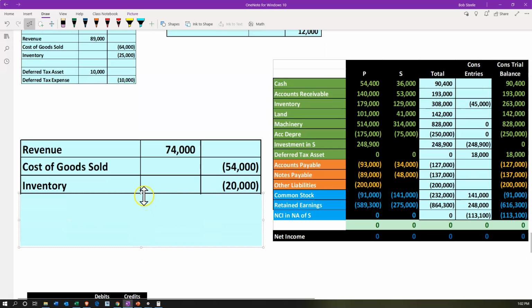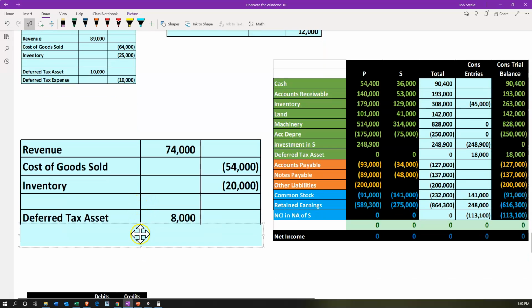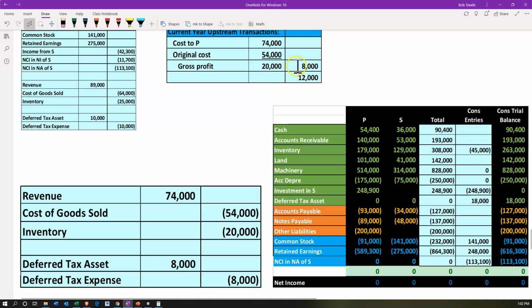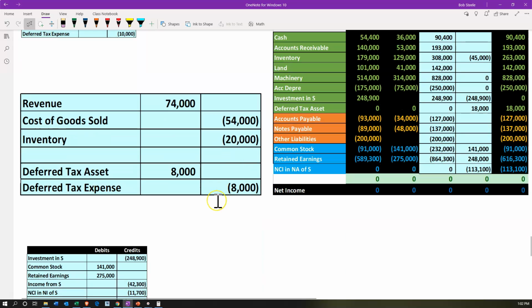The new thing here then is going to be the tax component once again here. So we got the deferred tax asset, which is going to be $8,000, which we calculated up top here. And then the deferred tax expense of the $8,000. So similar process. So if we were to record this out, again, these are income statement accounts. So anything on the income statement, we're simply going to record to retained earnings.